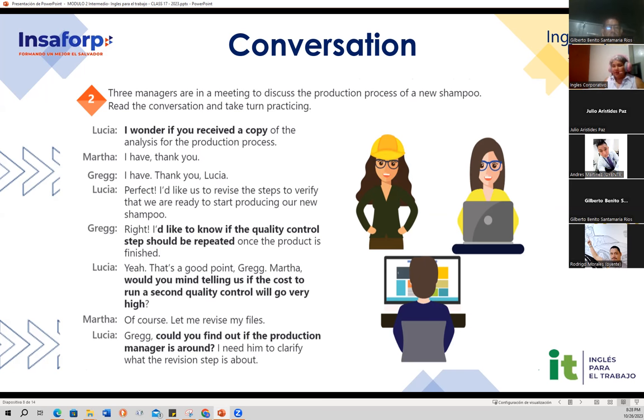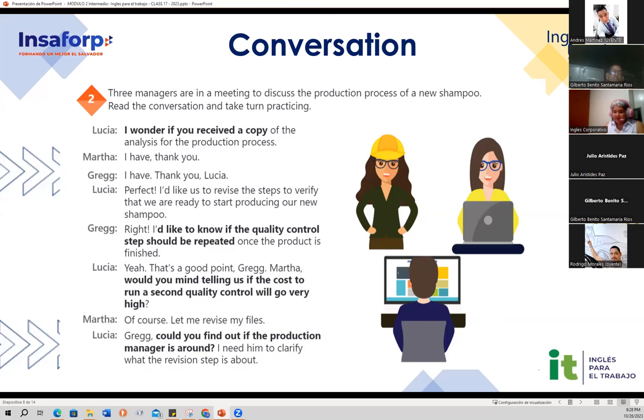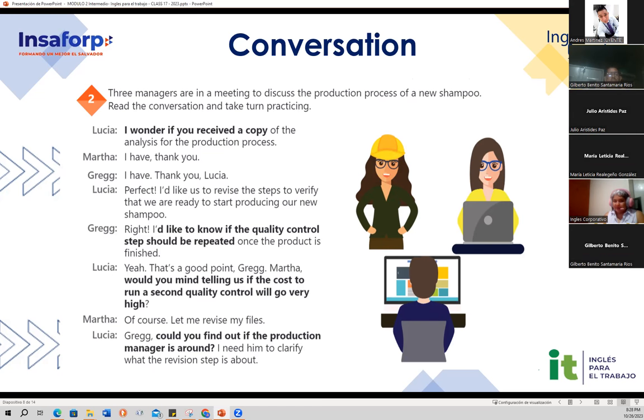So raise your hands if you want to practice the conversation. I need three volunteers each time. Okay, first Andres. Thank you, Andres. Okay, I have Gilberto, Julio, Maria Leticia, Lady. Okay, good. So Andres, Maria Leticia, and Lady. Andres, you will be Greg. Lucia will be Lady, and Martha will be Maria Leticia. Okay. Go ahead. Andres, you are the first one.